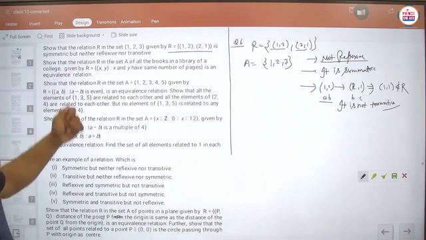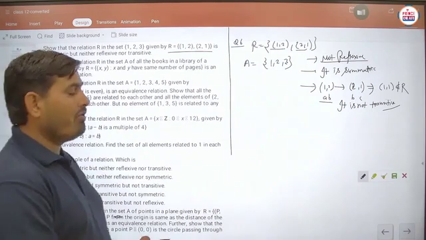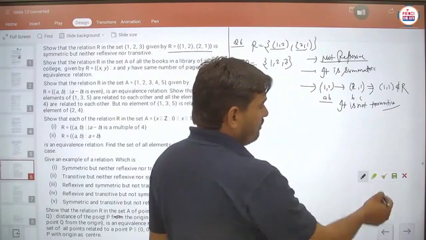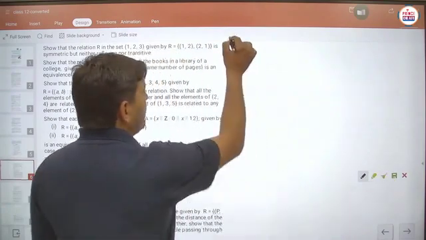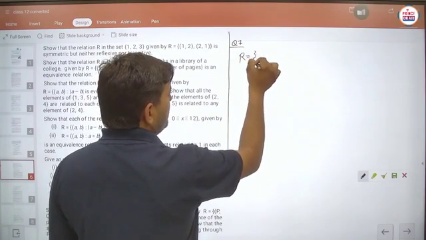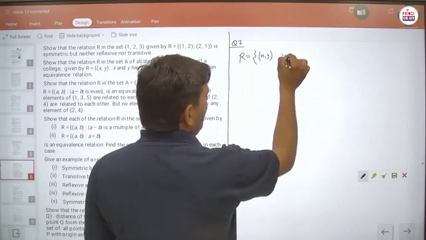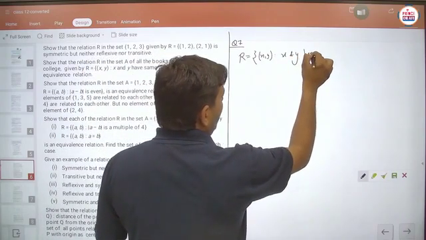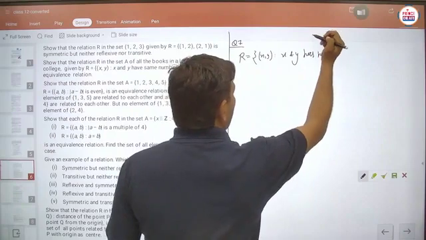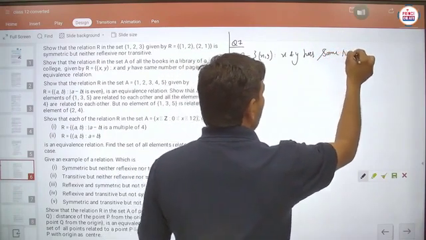Show that the relation R in the set of all the books in a library of a college, given by R = {(X, Y) such that X and Y have the same number of pages}, is an equivalence relation. So, students, again for an equivalence relation, what will we check? In this question number 7, the relation R is given as (X, Y) such that X and Y have the same number of pages.